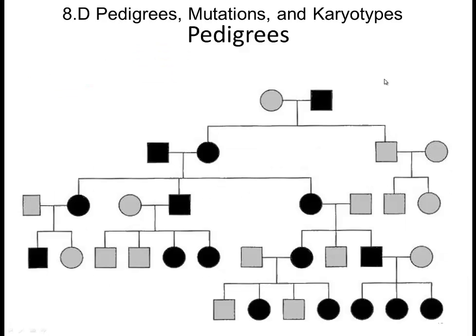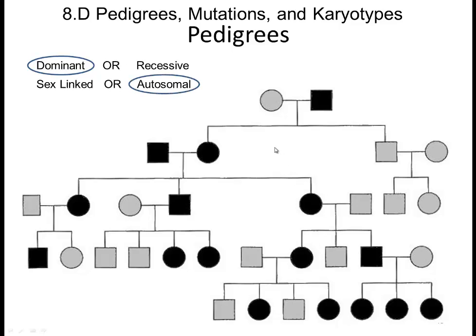Here's another one. If we take a look at it, it looks like it's showing up in males and females. I'm going to say that one's dominant, and since it's showing up in males and females, it's autosomal, and we have 1, 2, 3, 4, 5 generations in this one.